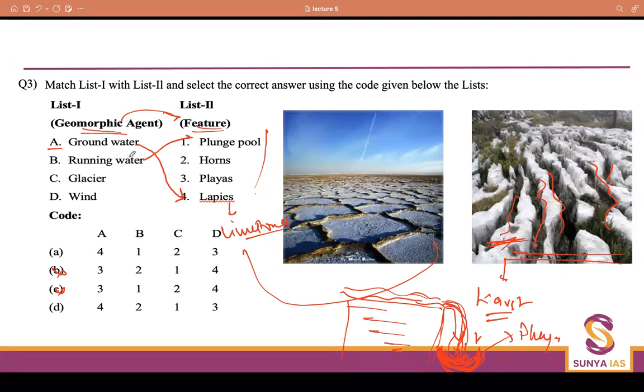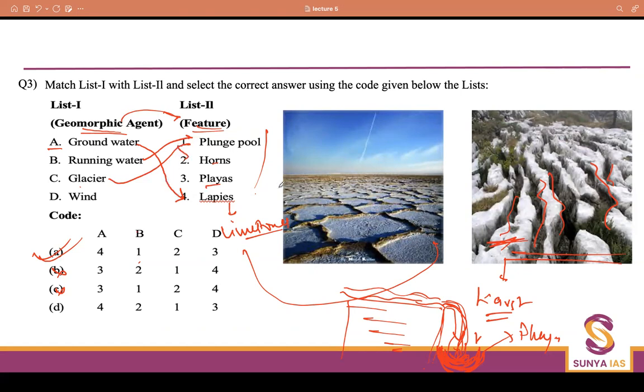So running water, definitely B's 1 is correct. So for B, we have A and D as the options. So B gets 1, definitely the option would be A. But let's look at the others also. C is glacier. Glacier, horns and playas. Definitely glacier will be of horns.